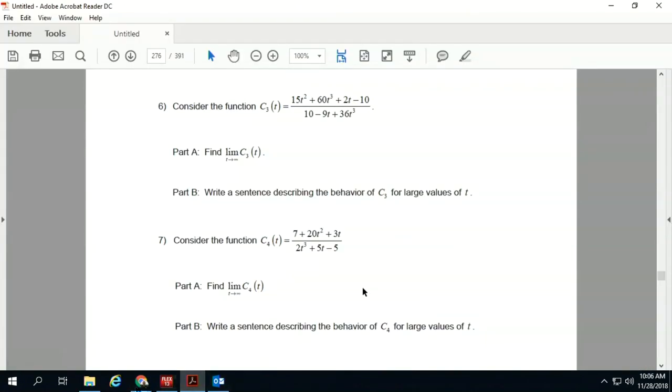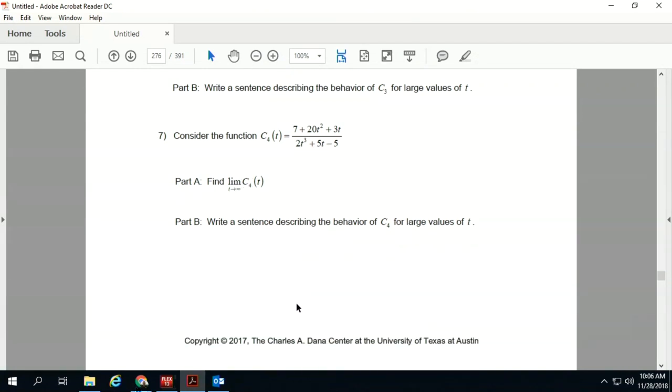Next one. So the limit as t approaches infinity of that function is 0. Write a sentence describing the behavior of C4 for large numbers. As time gets bigger and bigger, the concentration of C4 gets closer to 0.